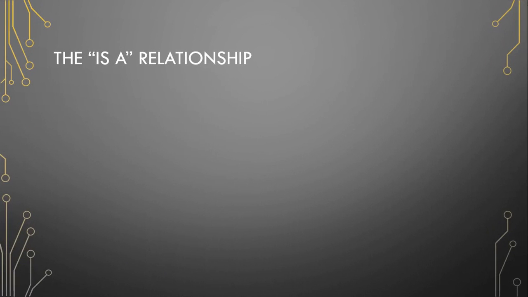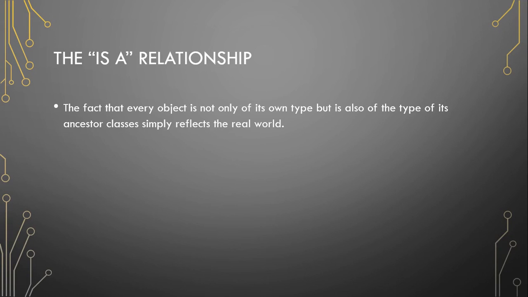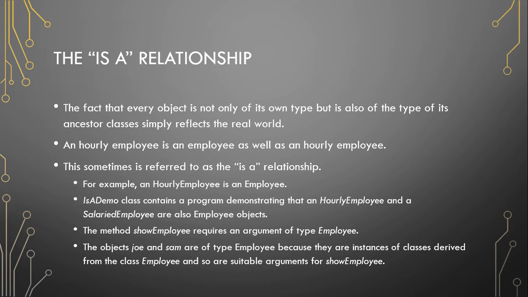And lastly, let's talk about the is-a relationship. The fact that every object is not only its own type, but is also the type of its ancestor classes simply reflects how things function in the real world. So, for example, an hourly employee is also an employee as well as an hourly employee, because if you're hourly, well, you get paid hourly versus salary. And if you're an hourly employee, you also have to therefore be an employee of the business. So this is sometimes referred to as an is-a relationship. So, for example, an hourly employee is an employee.